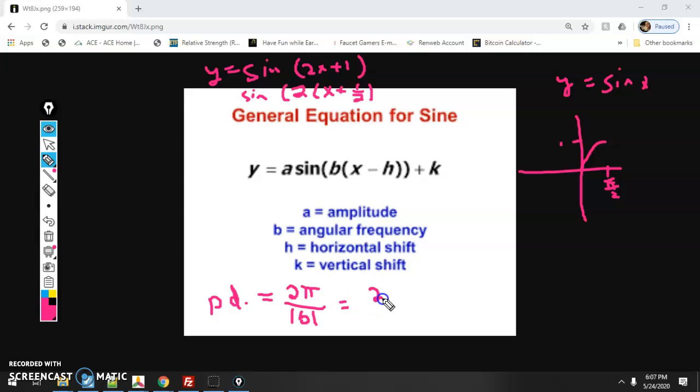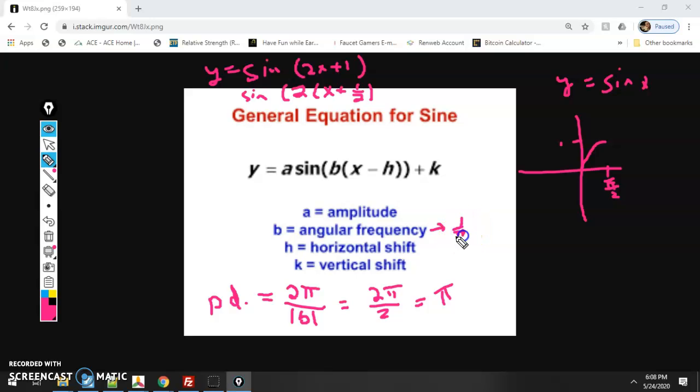So in this particular one, if we're doing sine of 2 times the quantity x plus a half, it would be 2 pi over 2. So the period is actually equal to just pi. So it would go pi whenever it repeats itself. Now the period and the angular frequency are related in the fact that they are reciprocals of one another. So if the period is pi, the angular frequency is the reciprocal of that, which is 1 over pi, which means it repeats itself once every pi.